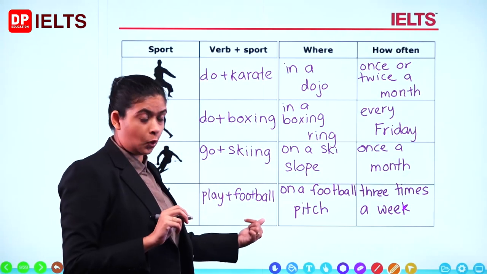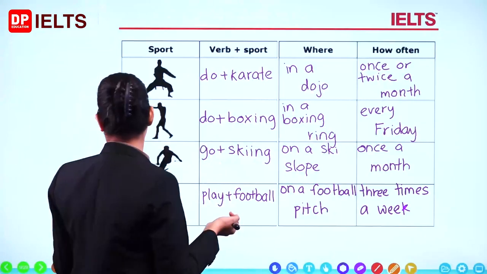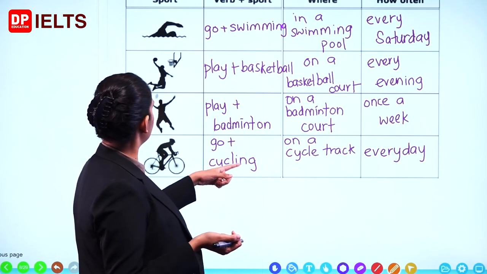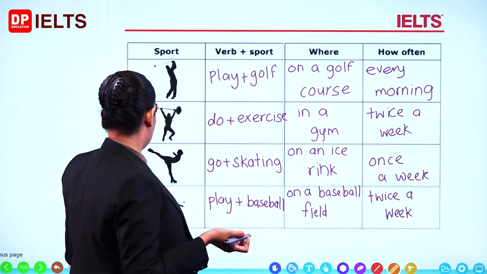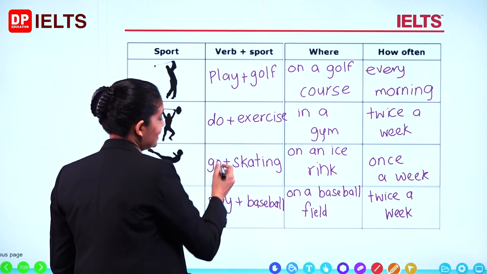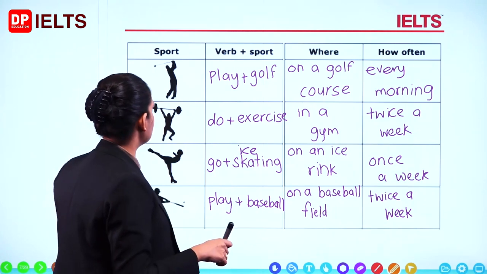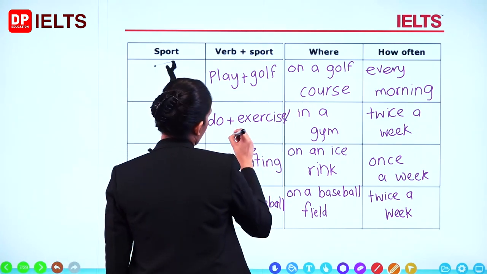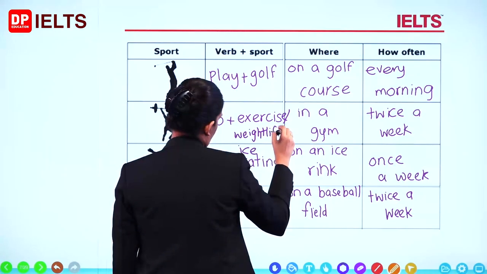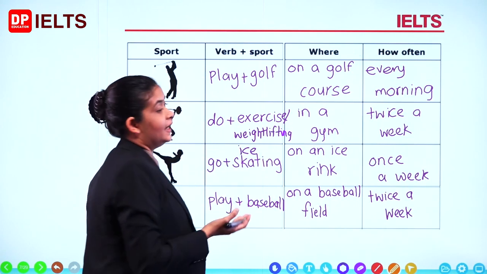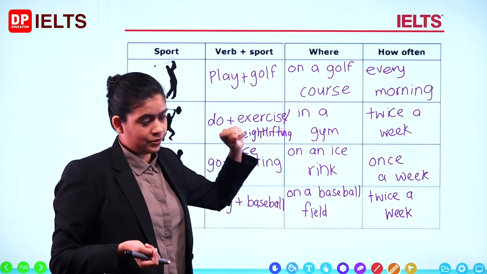Right. So you can play football, go skiing, do boxing, do karate, go cycling, play badminton, play basketball, go swimming. Next one, play baseball. You can say go ice skating, if there's no ice, obviously. Do exercise, or you can say do weightlifting. Play golf, right? On a golf course.